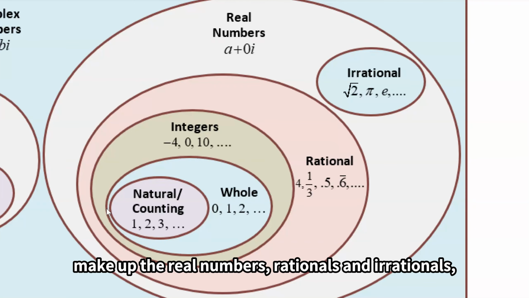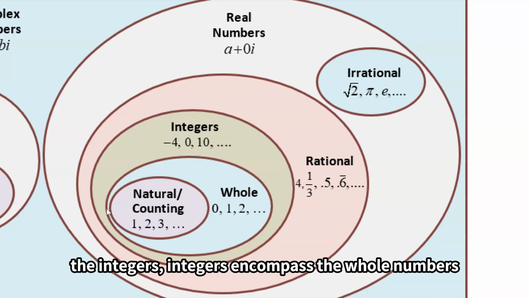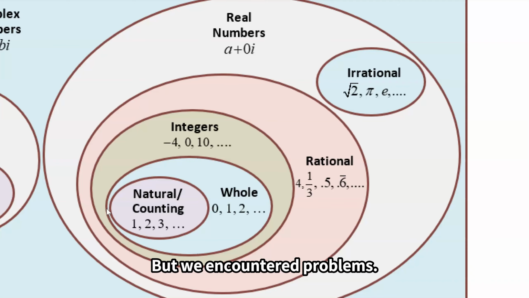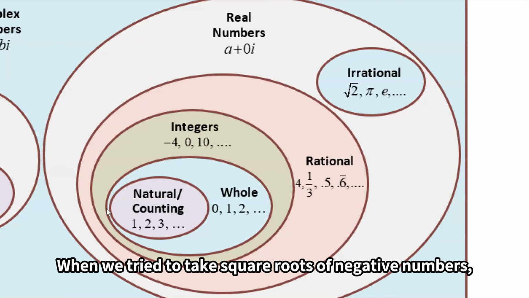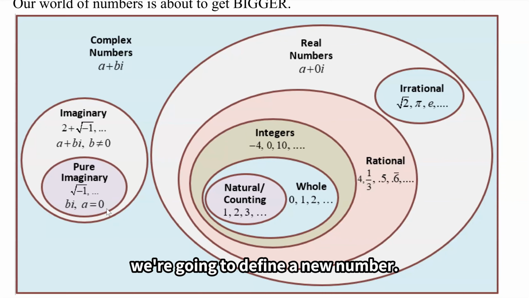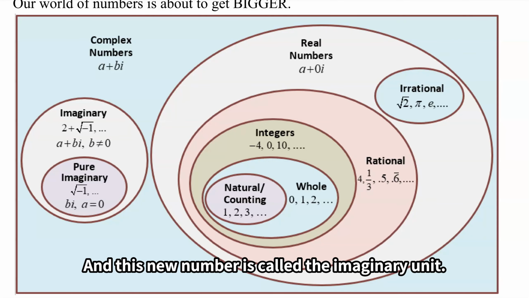Rationals and irrationals, where the rationals encompass the integers, integers encompass the whole numbers, and the whole numbers have the natural numbers in them. But we encountered problems. When we tried to take square roots of negative numbers, we can't. The real numbers alone will not allow us to do this. There is no real number that when I multiply it by itself, I will get a negative number back. So in order to expand our thinking, we're going to define a new number. And this new number is called the imaginary unit.